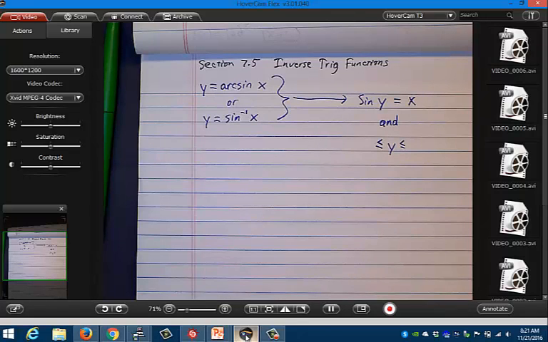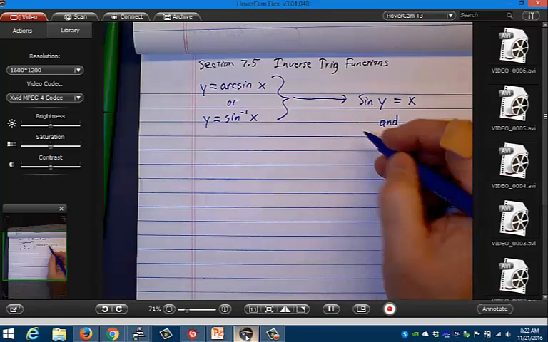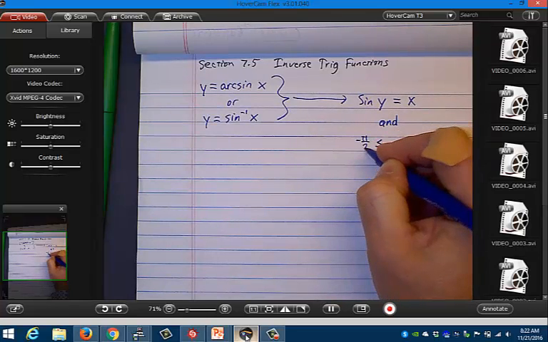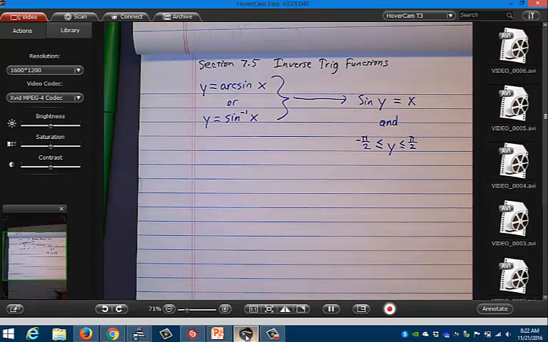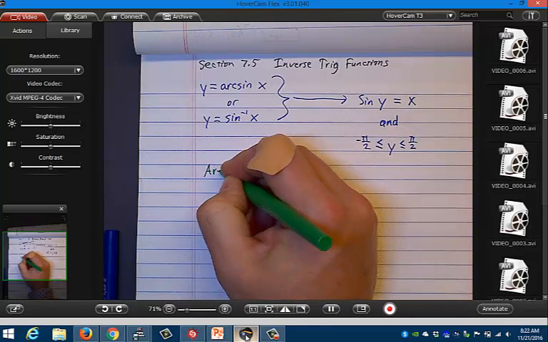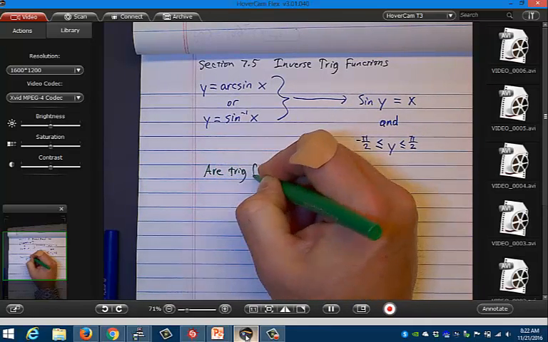So that's the question, which one is it? Is it 0 to pi or negative pi over 2 to pi over 2? For the arc sine, it's negative pi over 2 to pi over 2, okay? But you may not have all those memorized, and in some sense you don't need to. Remember the question I just asked, are the trig functions one-to-one? And the answer was no.